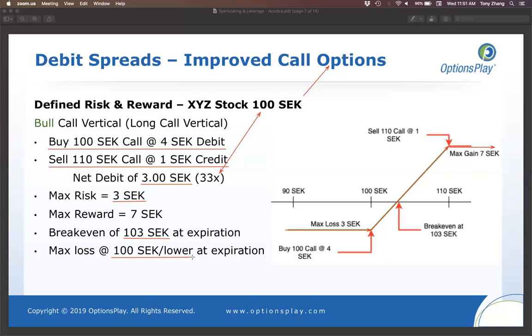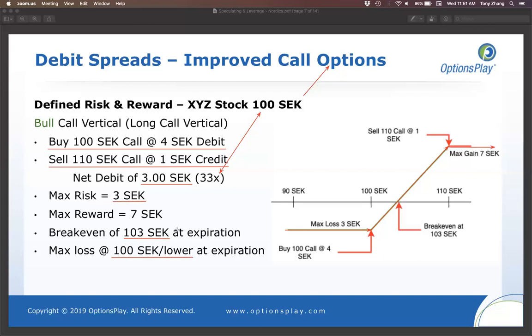But what I've done is I've reduced my risk. I've improved my leverage ratio. I've improved my break-even point, which means that I have a higher probability of making money on this trade in the long run. And I don't have to be as bullish on that stock in order for it to make sense for me to buy this debit spread.